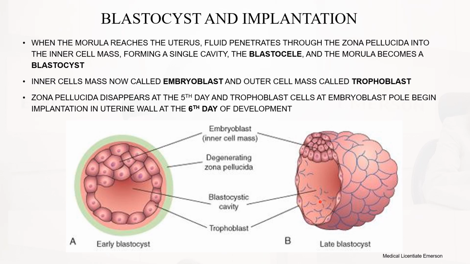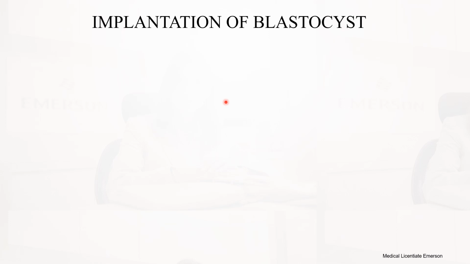Now, the zona pellucida, the one which was on the outside layer, which is here, is going to disappear on the 5th day. And after it disappears, the trophoblastic cells at the embryoblast pole are going to begin their implantation in the uterine wall on the 6th day of development. So that's what we are saying. Let's now go to implantation of the blastocyst.